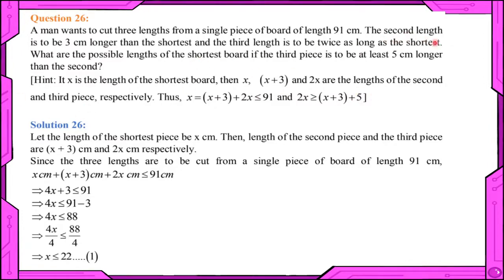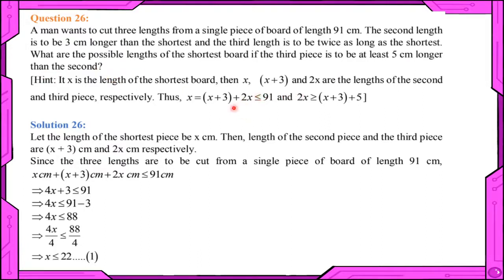How? Because it is given the second length is to be 3 centimeters longer, it means x plus 3. And the third length is to be twice as long as the shortest, twice means 2x. So this is clear. And another piece of information they are giving: what are the possible lengths of the shortest board if the third piece is to be at least 5 centimeters longer than the second.